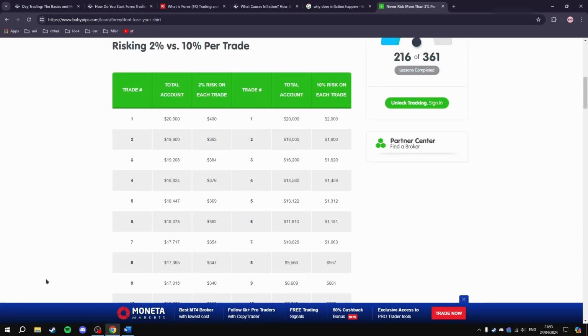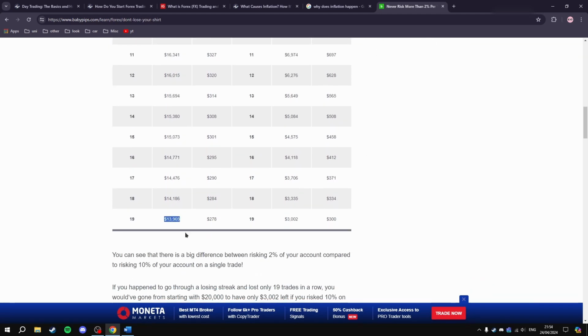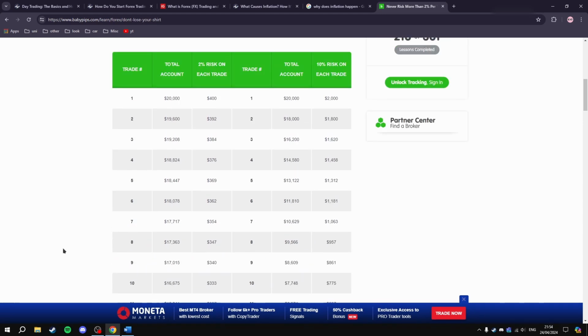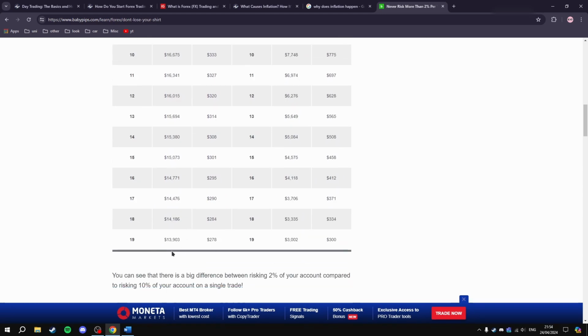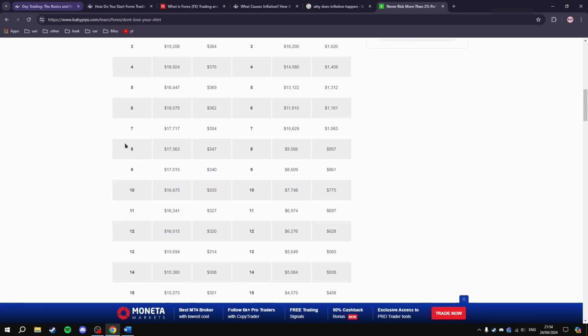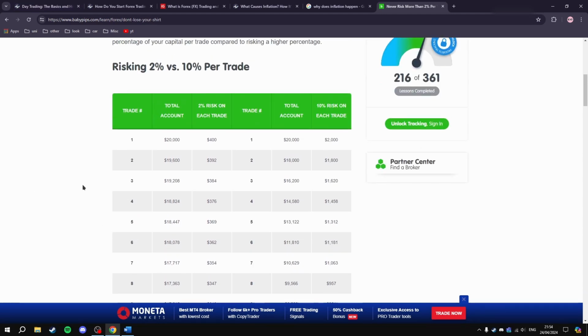You can do up to 19 trades. You've done 19 trades, you're on a 19-trade losing streak, and you still have around 13,903, minus 278 actually. So about 13,625. You've got that many dollars left to use on your 20th trade.